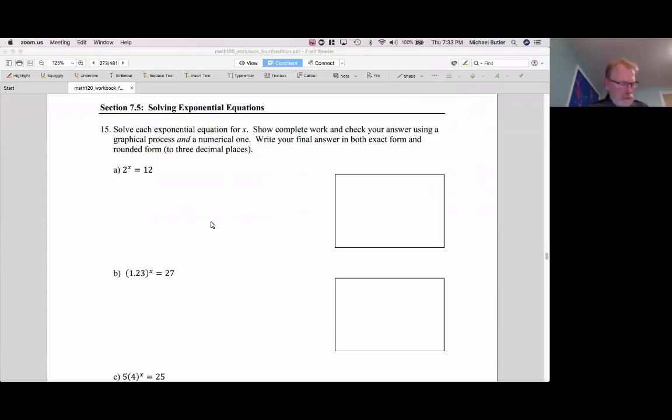So this is section 7.5, and we're looking at number 15. Solve each exponential equation for x, show complete work, and check your answer using a graphical process and a numerical one. Find your answer in both exact form and rounded form to 3 decimal places. So they want us to solve these algebraically and graphically. And when they say numerical one, that's basically using the intersection routine on our calculators, all right?